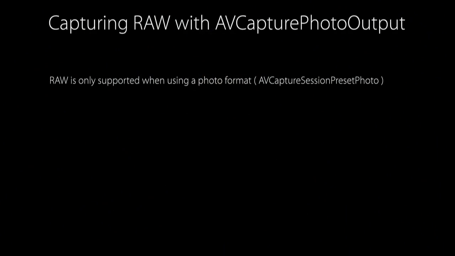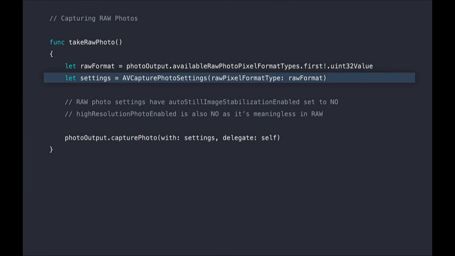How do you capture RAW with AVCapturePhotoOutput? It's pretty simple. RAW is only supported when using the photo format, the preset photo, same as Live Photo. It's only supported on the rear camera, and we do support RAW brackets. So you can take a bracket of 3 RAW images, for instance. To request a RAW capture, you create an AVCapturePhotoSettings object, but surprise, surprise, there's a different constructor. This one takes a RAW pixel format.